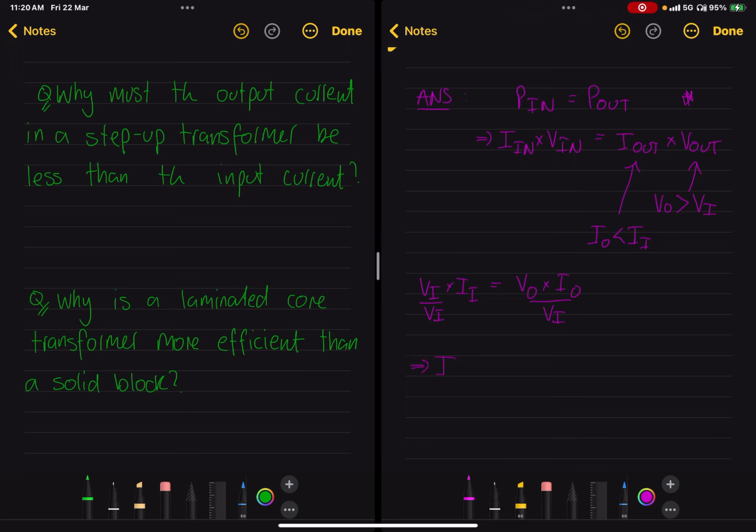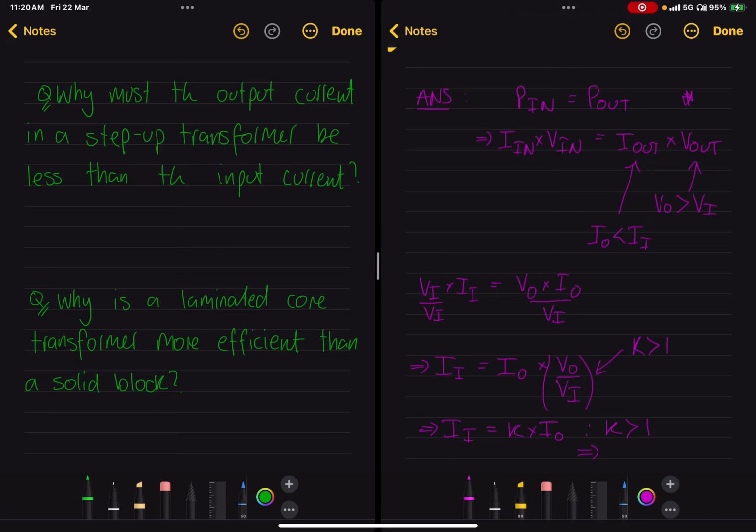This tells us that the current in is equal to the current out times the voltage out over the voltage in. Now this is just some constant, and this constant is greater than 1. It has to be greater than 1 because voltage out is greater than voltage in, because it's a step-up transformer. This means that the current in is equal to K times the current out, where K is greater than 1.